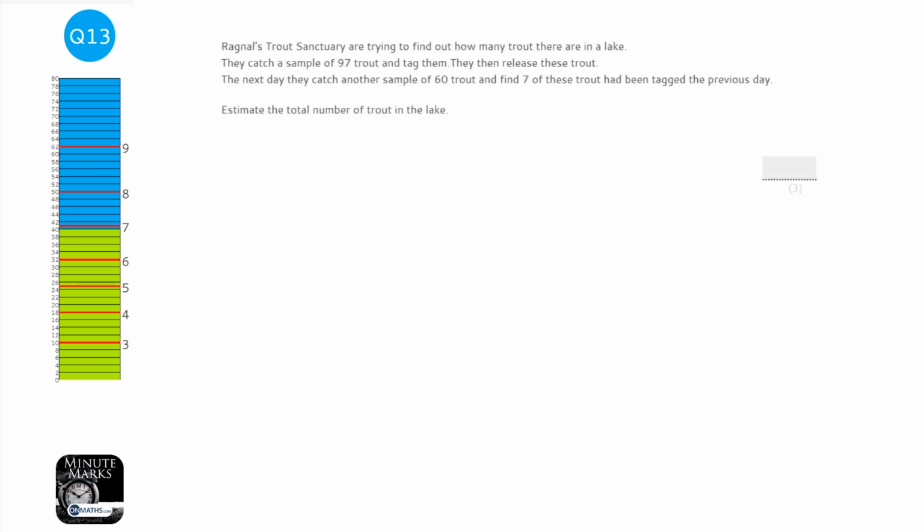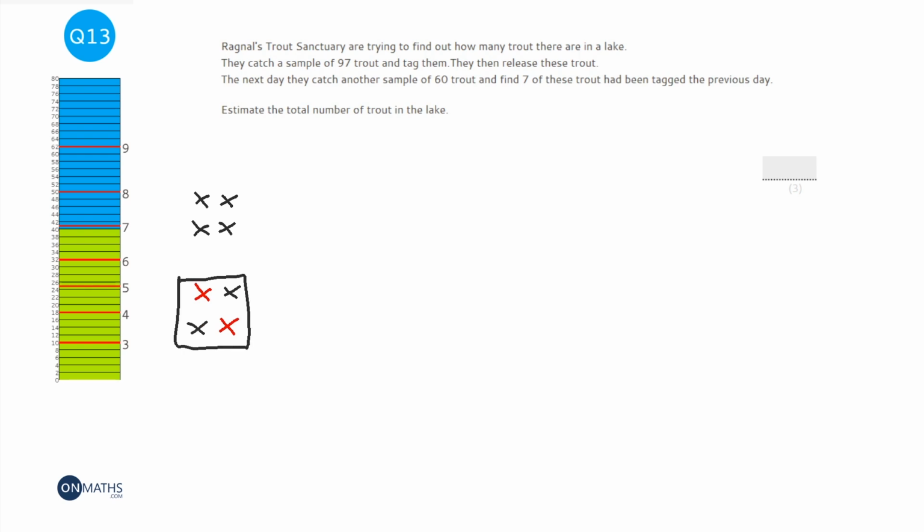Now, this topic is brand new to the GCSE. I don't think it's ever been on the GCSE before, so it could be that all the resources you're using are a bit rusty on it. The idea is that you capture some things and you mark them all, then you put them back into the population, and then you capture a few more again. From the amount that you get back that are marked, you can have a really great estimate of the total population size.